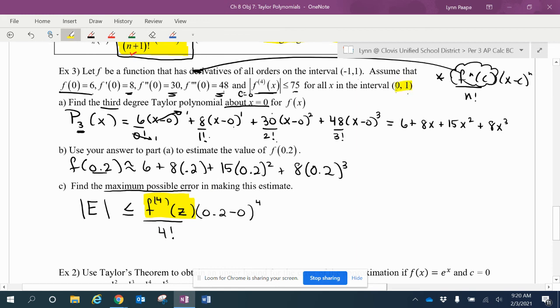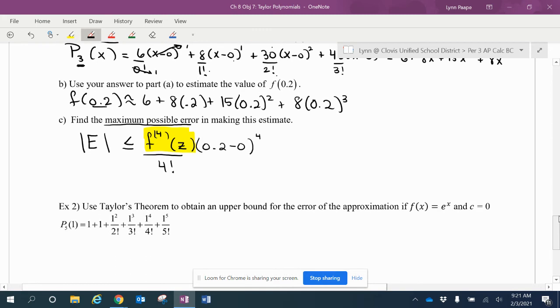Well, we were only given its max value between 0 and 1. So that's what we'll use. And we see that the fourth derivative cannot be above 75. And maybe it could be fine tuned if we knew what the max was from 0 to 0.2, but we don't. So we take what was given, which is 75. And so then we're going to fill that in.